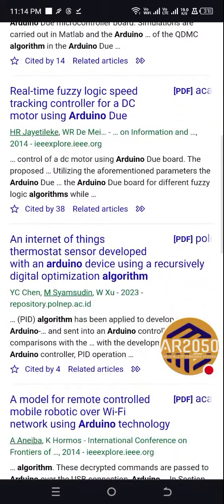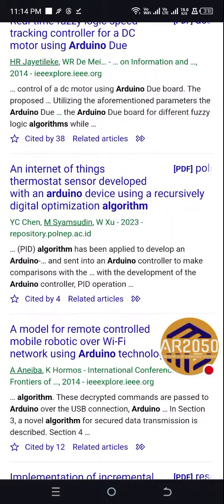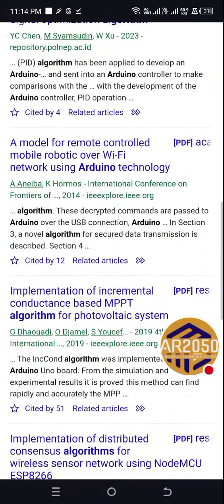Real-time fuzzy logic speed control and Internet of Things thermostat sensor developed with an Arduino device using a recursively digital optimized algorithm. Okay, so if you think that thermostat is cliche, or true, what is the right word? Just let me know. But it's not. There is still room for some good thermostats. Why and where? Well, just open that research paper and figure it out.